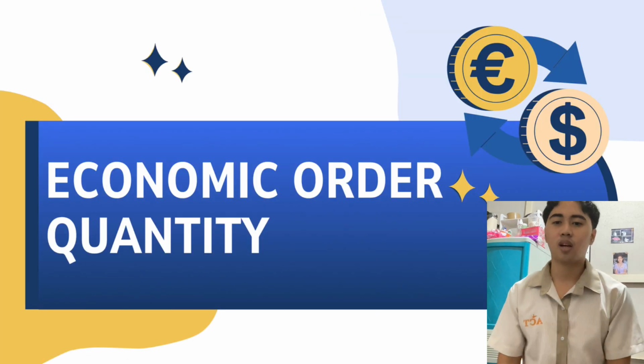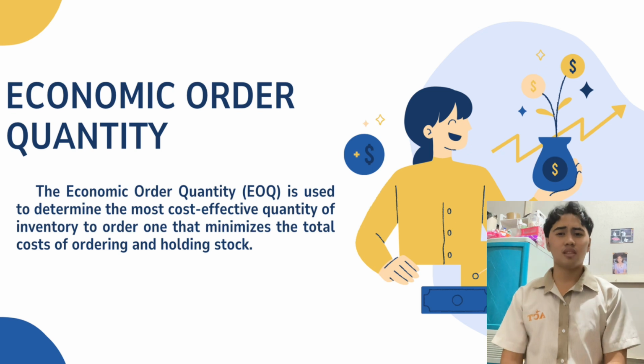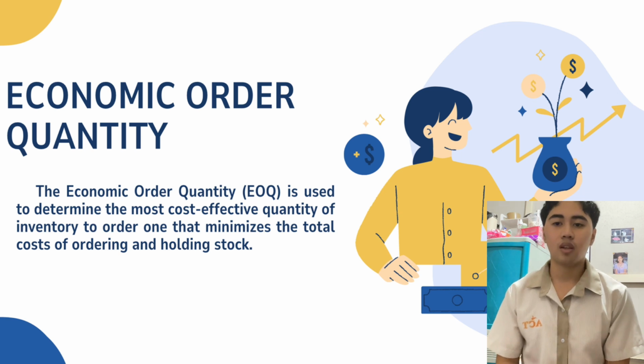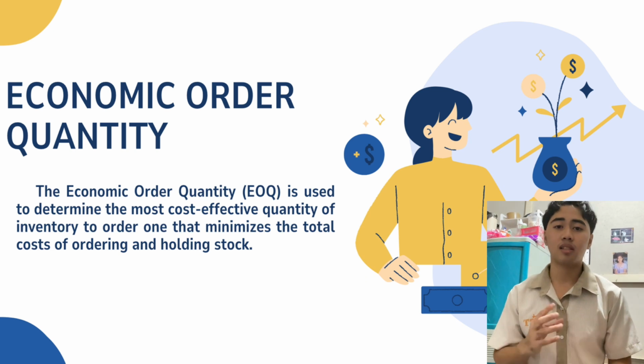And now let's move on to the economic order quantity. So what is EOQ? EOQ is used to determine the most cost-effective quantity of inventory to order, one that minimizes the total cost of ordering and holding stock, which means dili na to makita ang saan to pagpangitag paagi nga malesen na tong cost if mag-order tag mga bagong stocks.